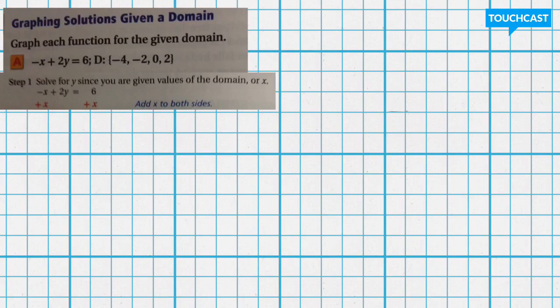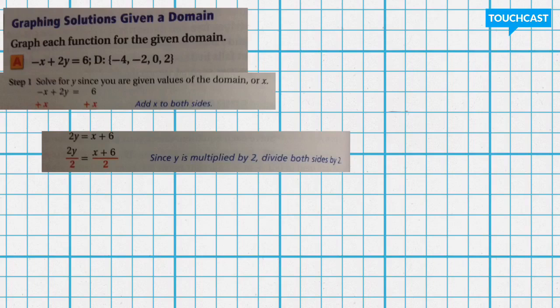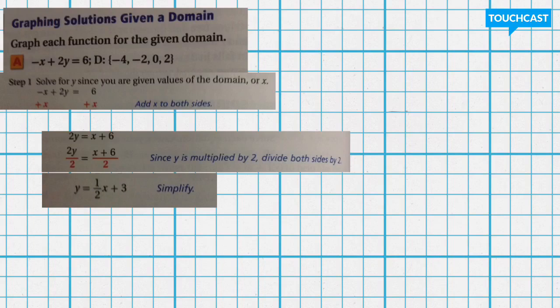So the first step in doing that is we will add x to both sides. And we will result in 2y is equal to x plus 6. And we have one more step we need to do to isolate the y, and that's divide both sides by 2 since y is being multiplied by 2. So that will result in y is equal to 1/2 x, because x divided by 2 is 1/2 x, plus 3, because 6 divided by 2 is 3.